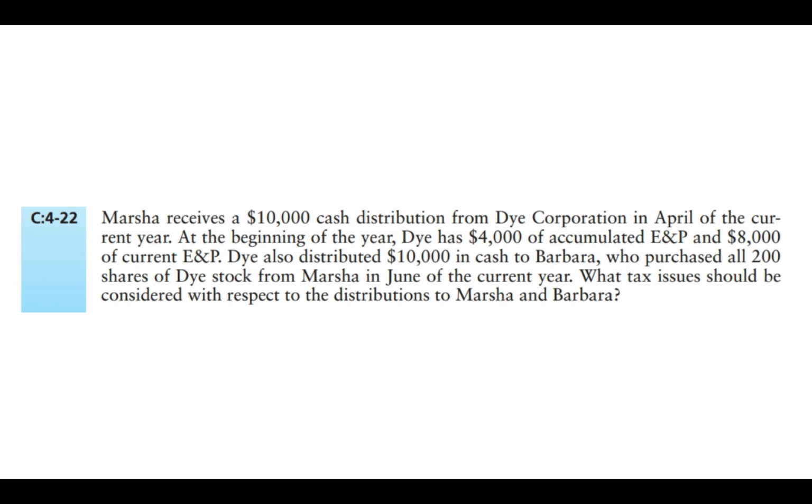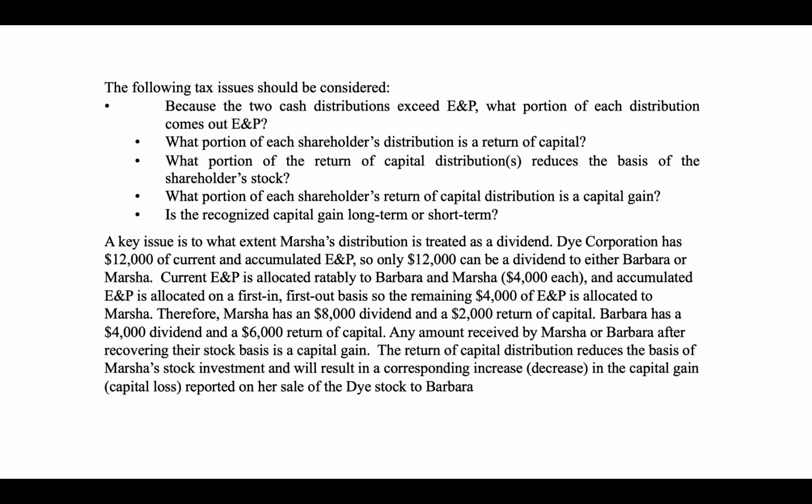In this question, Marcia receives a $10,000 cash distribution from Dye Corporation in April of the current year. At the beginning of the year, Dye has a $4,000 accumulated earnings and profits balance and $8,000 current earnings and profits. Dye also distributed $10,000 in cash to Barbara, who purchased all 200 shares of Dye stock from Marcia in June of the current year. What tax issues should be considered with respect to these distributions? So these individuals should consider these.